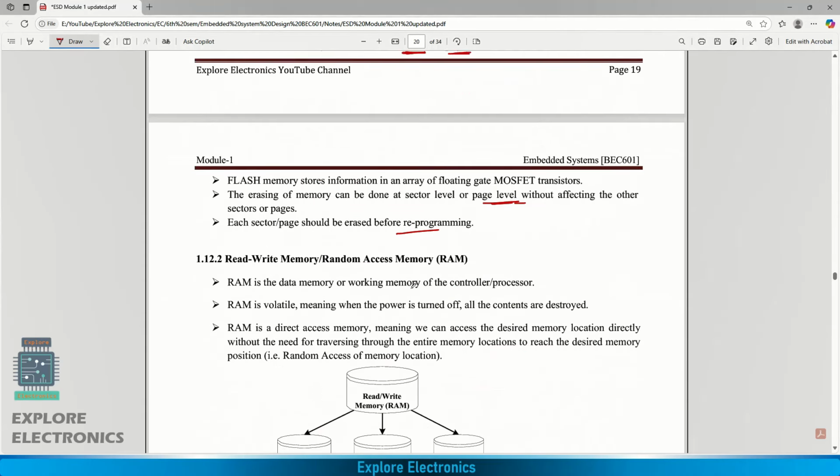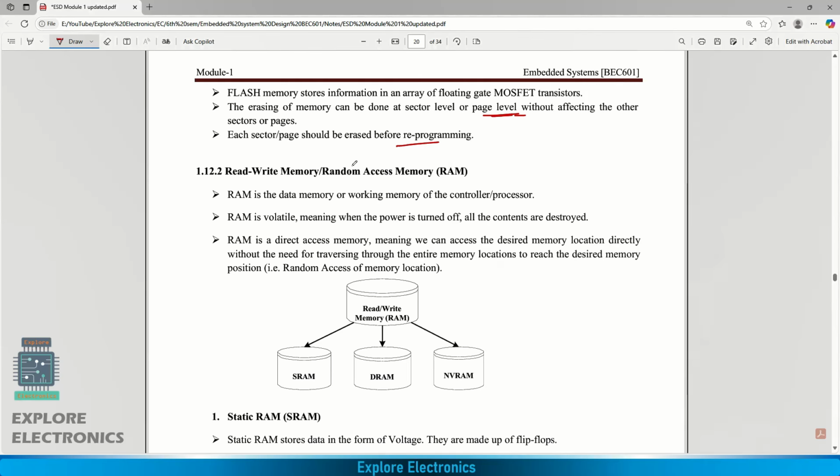Then we need to understand RAMs, random access memory. RAM is a data memory, meaning whenever an operation or process is going on, to transfer the data we will be using RAMs. It is volatile, in the sense that as soon as the power is turned off, the contents in the RAM will be destroyed. Again, we need to program it. It is useful only when the power is on. RAM is direct access memory, meaning we can access the desired memory location directly without traversing through the entire memory locations.